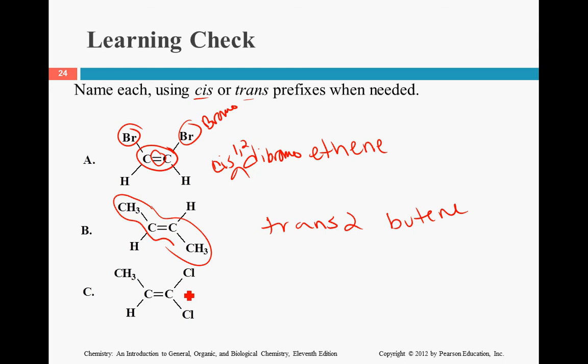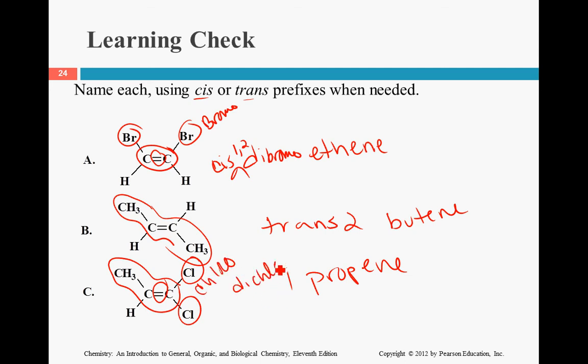Okay, and then finally, here's our compound. It's prop- because there's 3 carbons. E-N-E because of the double bond. It's on the first carbon. We have 2 chloro groups. And they're also on the first carbon. Now, because the 2 chlorines are identical, we do not have to worry about cis or trans. We only have to do that if they're not identical.